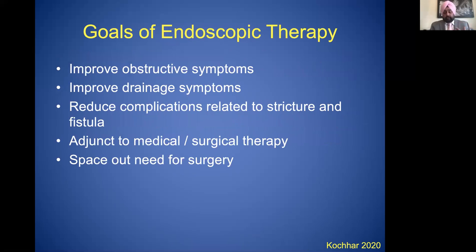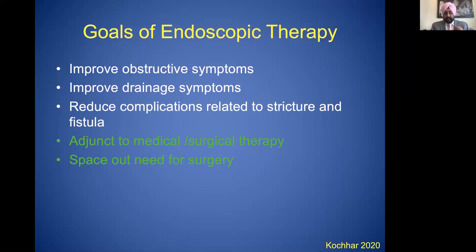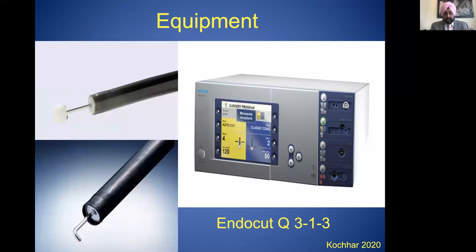What are the goals of structurotomy? It is to improve obstructive symptoms and drainage symptoms. We want to reduce complications related to stricture, like fistula formation. It's an add-on to medical or surgical therapy. I think the main important point is that we are trying to space out the need for surgery. Endoscopic structurotomy is not there yet to replace surgery. I most commonly use these two knives, the IT nano knife and hook knife, and I use ERBE settings with EndoCut Q, effect 3.